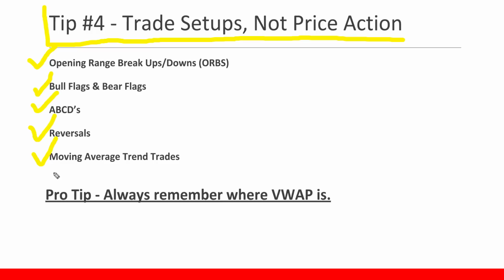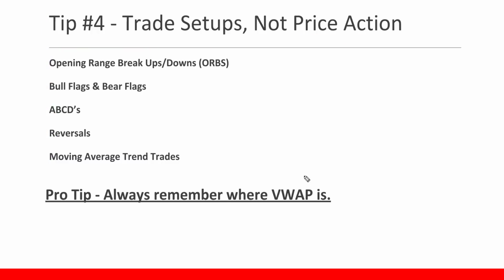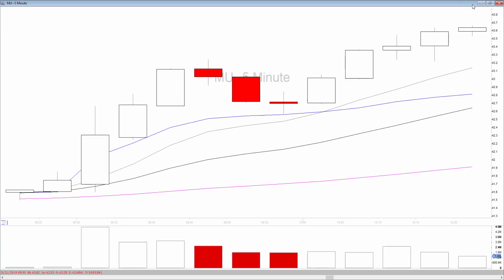And here is a pro tip. Andrew champions this idea: always remember where the VWAP is. If you can do that, your chances of having successful trades will improve dramatically, okay? So let's just look at a couple of these strategies in one chart, okay? And again, this is not to go into detail on any of the strategies. It's just the reminder of what we're looking for.